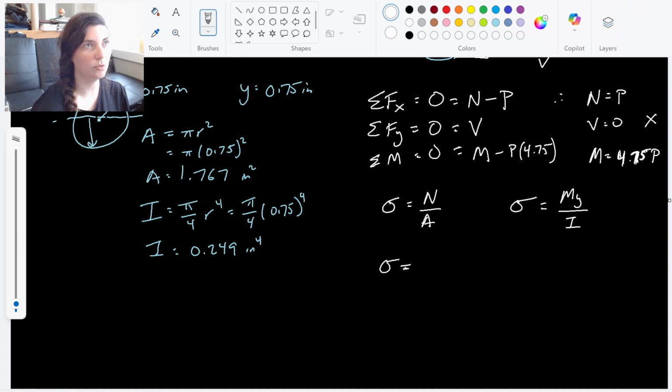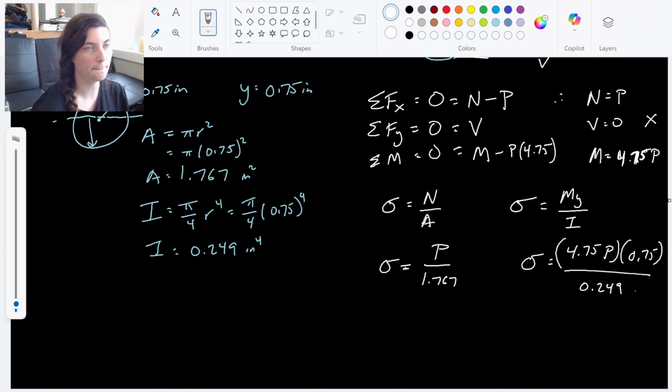Say, all right, I've got the normal force. The normal force was P. So this is P over the area we calculated, 1.767. That's our first equation. And then for the other stress we had a bending stress, and the moment was 4.75 P times y, 0.75, over the moment of inertia, 0.249. That's step 4. And the final step here is to use superposition to add all of these together.